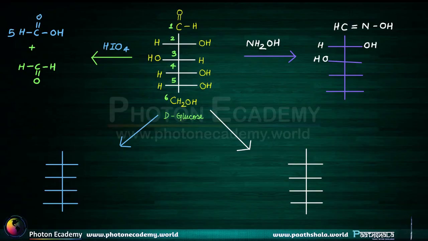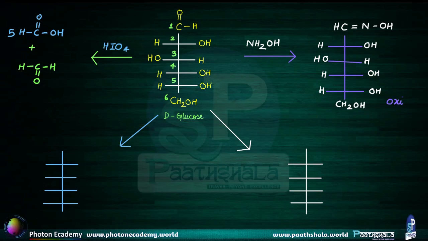So the rest of the molecule will look exactly the same. We get our carbohydrate back with only a little change at the first carbon, and the rest of it looks exactly the same, and we call this an oxime. So we are getting an oxime when glucose reacts with hydroxylamine.